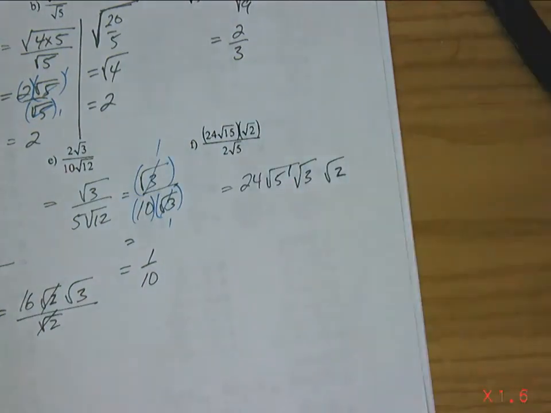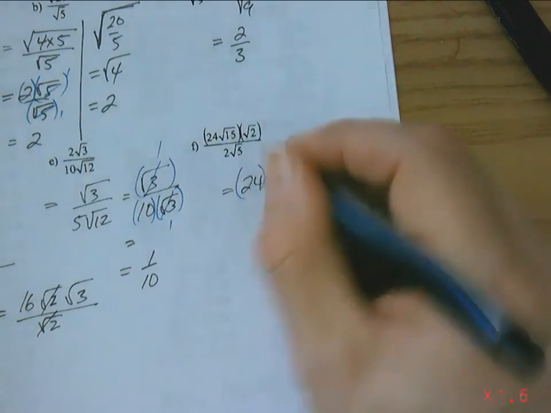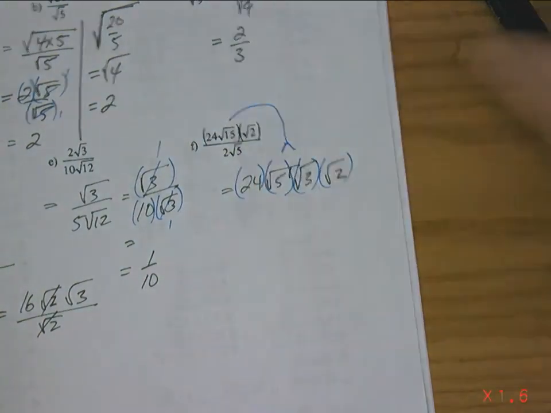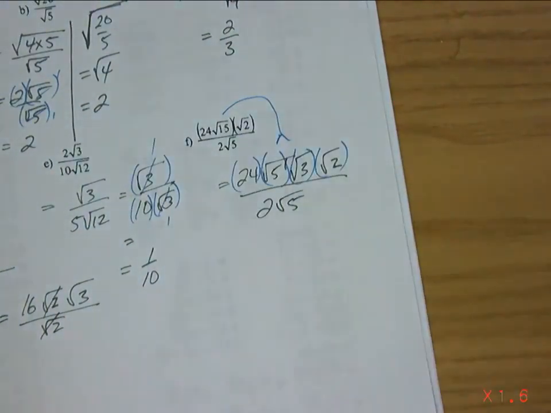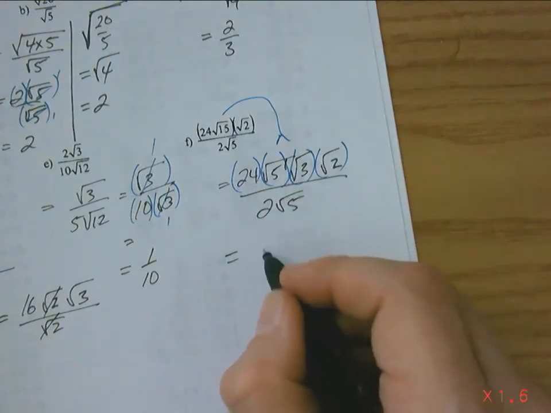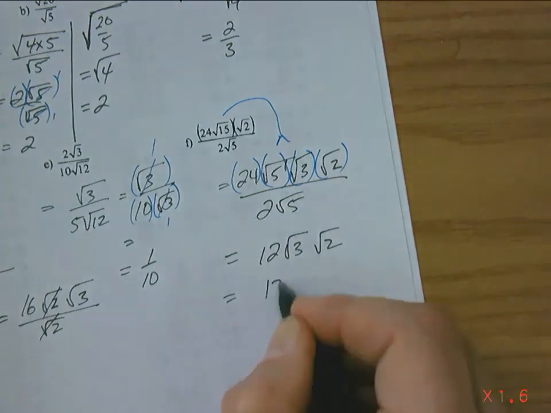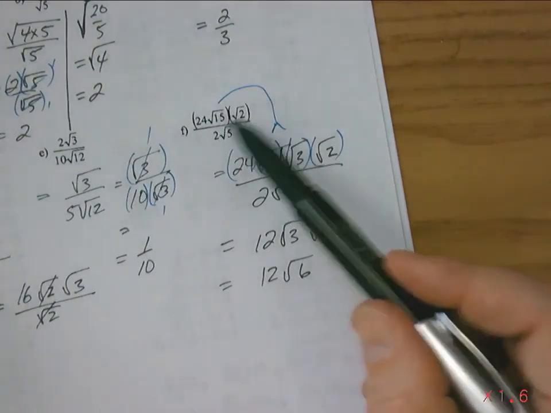So I'm thinking I might as well do 5, 3, 2. What I did was, and I'm just thinking ahead here a bit, I took this 15 and I broke it up into root 5 and root 3. The only reason why I did that in this particular case is because I see on the bottom I have a root 5. They're going to be able to reduce with each other. The 24 and the 2 are going to reduce, giving me 12 root 3 root 2, which I'll change back to root 6.